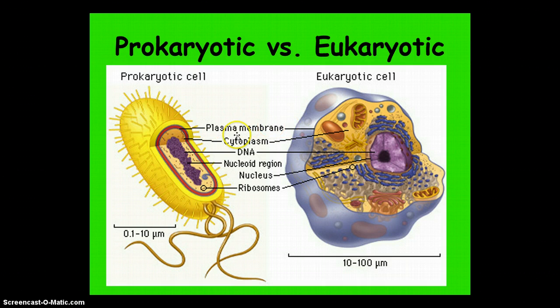The plasma membrane is the same. They have cytoplasm. They both have DNA. They both have ribosomes. But again, the main difference is that prokaryotes do not have a nucleus. Eukaryotes do have a nucleus. So prokaryotes have no nucleus, and eukaryotes do have a nucleus.